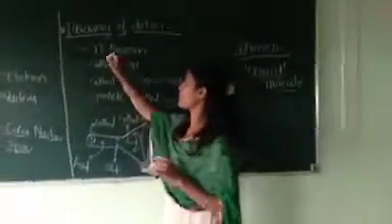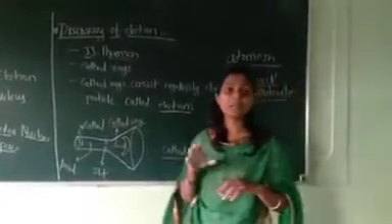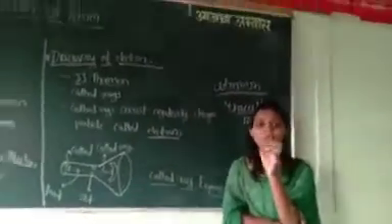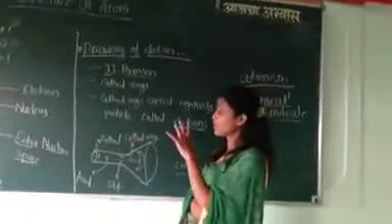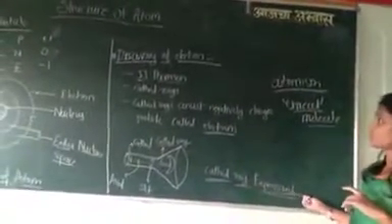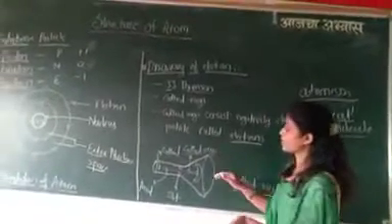J.J. Thomson discovered the electron by the cathode ray experiment. Because cathode rays are used in that experiment, it is named the cathode ray experiment. This is the structure of the cathode ray experiment.